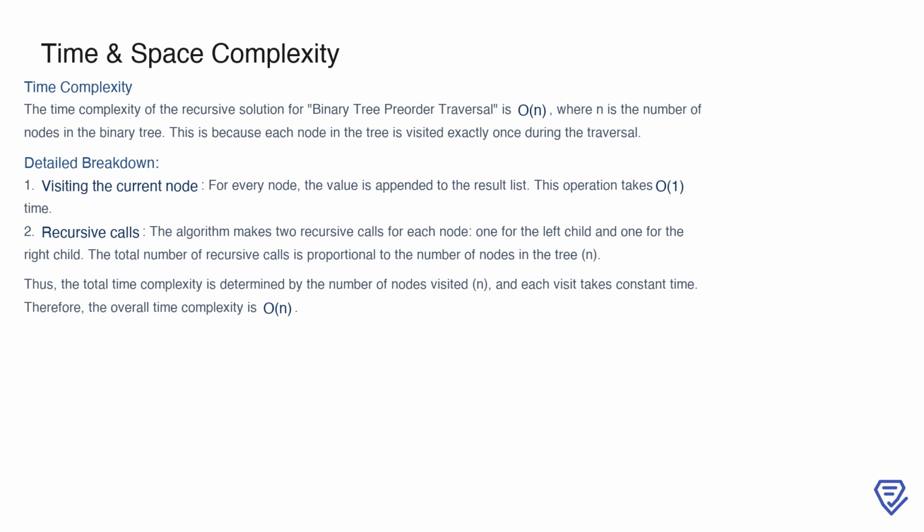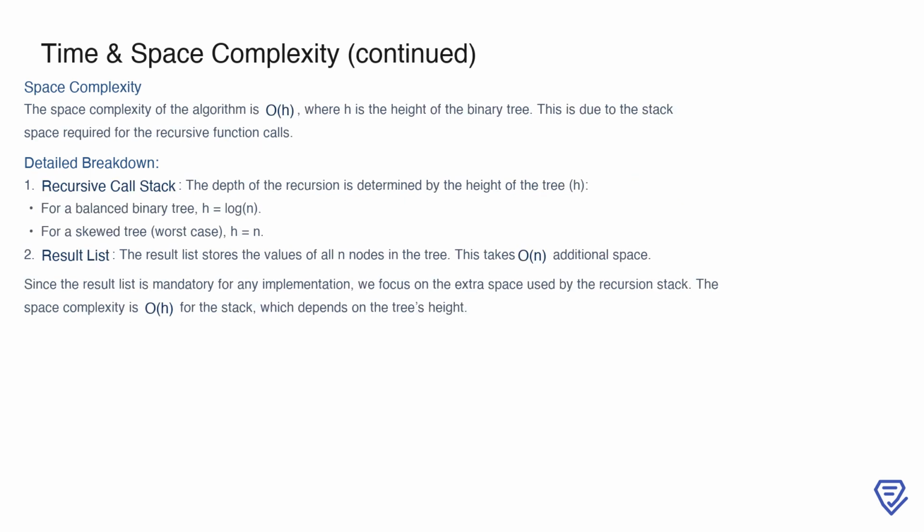Additionally, the algorithm makes 2 recursive calls for each node, one for the left child and one for the right child. The total number of these recursive calls is proportional to the number of nodes in the tree, which is n. Since the overall work done is directly proportional to the number of nodes visited, the total time complexity of the algorithm is O(n).